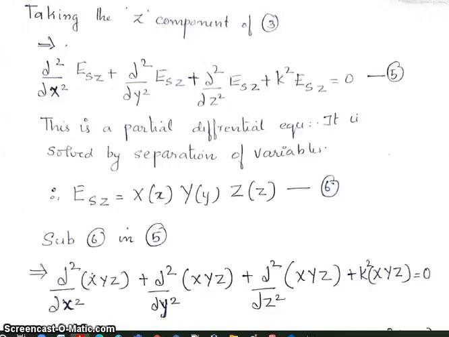That is equation 5. Now listen, this is a partial differential equation. So to solve this, we will use the method of separation of variables, which you have studied in your mathematics paper.